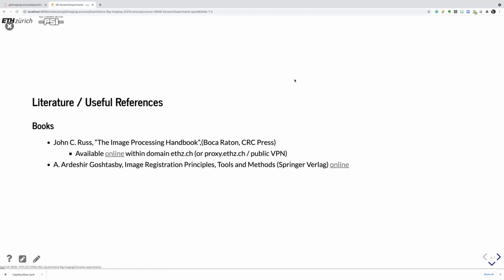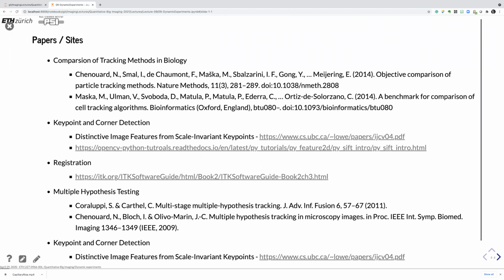So first, a little bit of literature. As usual, we have John Ross, which is always a good place to go back and get some ideas. Another one is a book by Gostabig, which is about image registration. That's something I will talk about later, but an important topic for dynamic experiments. Then there are some papers and links that you can take a look at.